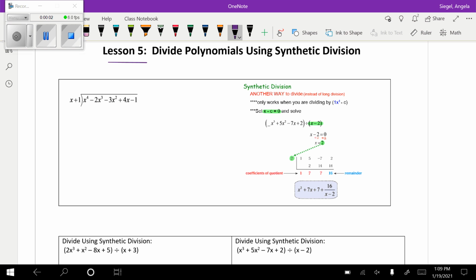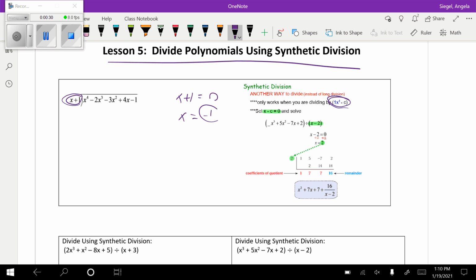Hey guys, welcome to lesson 5, and we're going to talk about dividing polynomials using synthetic division. It makes it so much easier, but the problem is it has to be in this form. So it has to be like x minus something or x plus something. What we're going to do is set whatever that is equal to 0. So x plus 1 equals 0, and solve for x. So x equals -1.